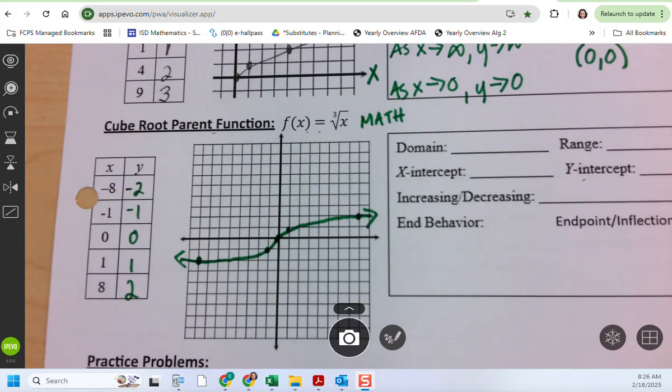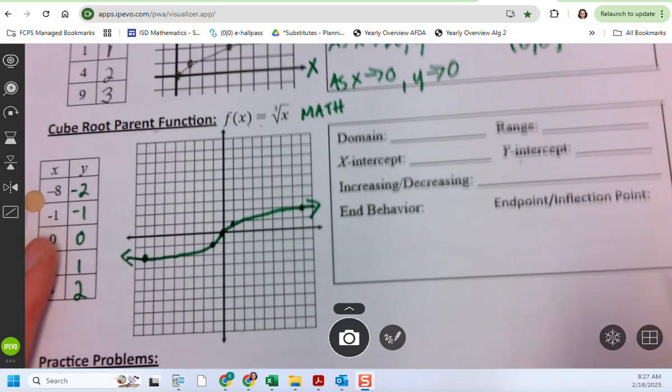All right. So now that we have the graph, I'll look for anything that's different, and then the rest of it I'm going to have you guys fill in. So domain and range you should be able to do. X and Y intercept you should be able to do. Even increasing, decreasing, and end behavior. This one has not an endpoint, but something called an inflection point.